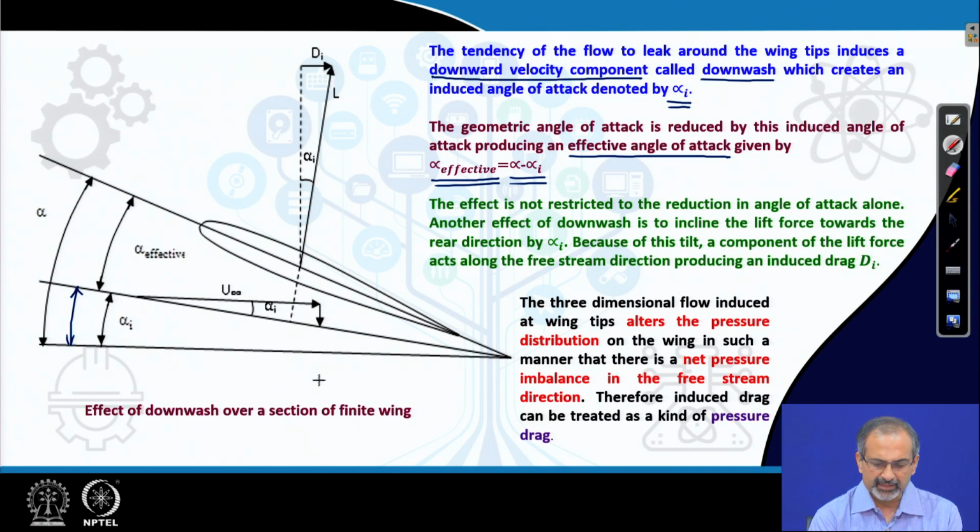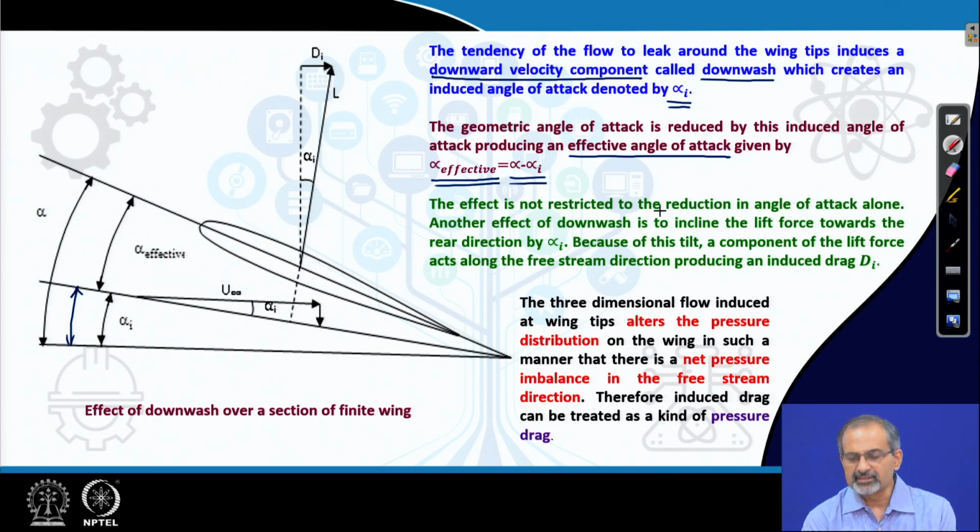Geometric angle of attack is nothing but the angle made between u infinity and the chord of the airfoil, or here we will talk about the section of the finite wing. So, here though you are not able to see the three dimensionality of the finite wing, you can consider this to be a section of the finite wing. But we are just taking into account the effect of the downwash even in the sectional view.